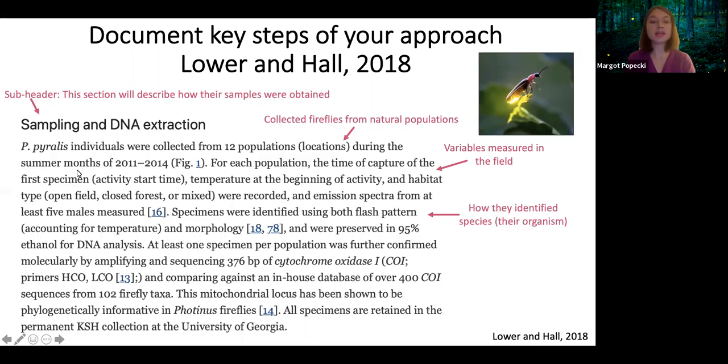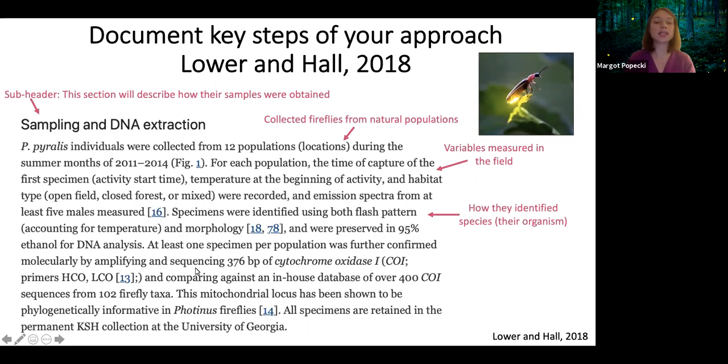Then they stated up here that they were interested in this P. pyralis species, but there are actually many different types of fireflies. So it's important that they're recognizing the right one. They don't want to collect the wrong type of firefly if they're focused on P. pyralis. So here they're explaining to the readers how they went about that. So they watched the firefly flash pattern and also looked at their morphology to confirm that it's a P. pyralis.